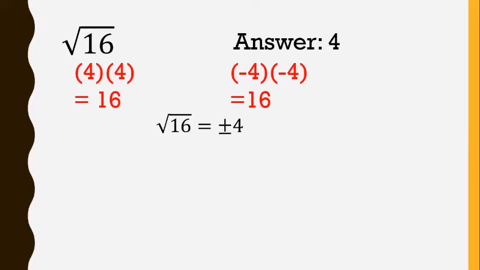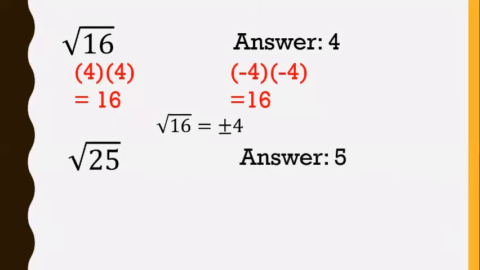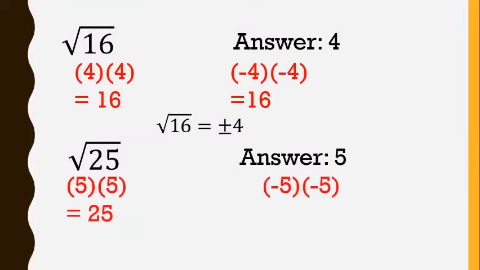Let's try another. What is the square root of 25? Basically, our answer is 5. But, what is 5 times 5? It's 25. Right? -5 times -5 is also 25. Right? Thus, we can say that the square root of 25 is positive and -5.